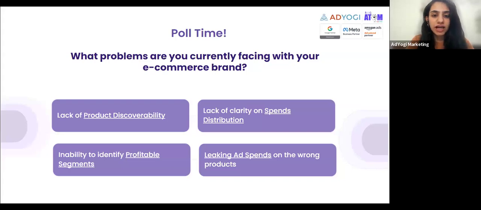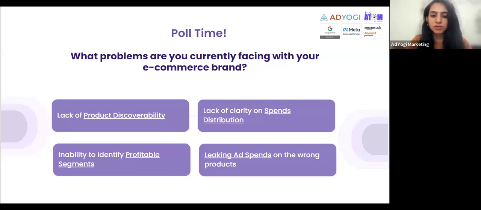So we have lack of discoverability and inability to identify product segments competing against each other. So definitely we do understand that it is a very big challenge to identify what are your profitable SKUs and to be able to pinpoint those SKUs and then promote them in your ads. So we'll end the poll in another 5 seconds. I request everyone to engage with this particular question as it will help us to understand your brand and your needs better. All right, closing the poll now, and the results are as follows.